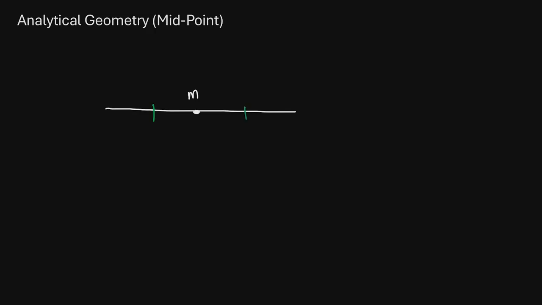Let's say, for example, we have point A here and point B here. The midpoint will be at the center, and therefore the length of AM will be the same as the length of MB. So that is what is called the midpoint.